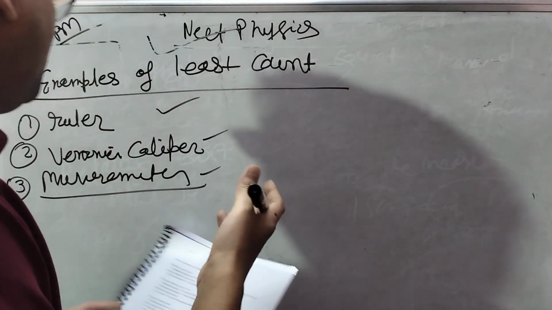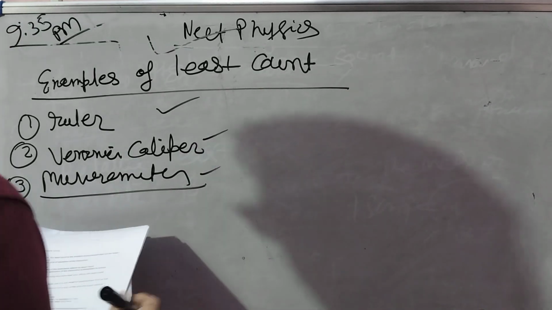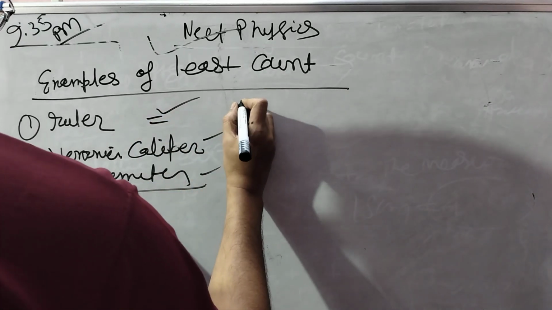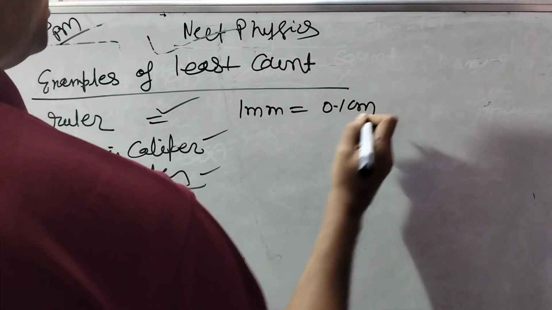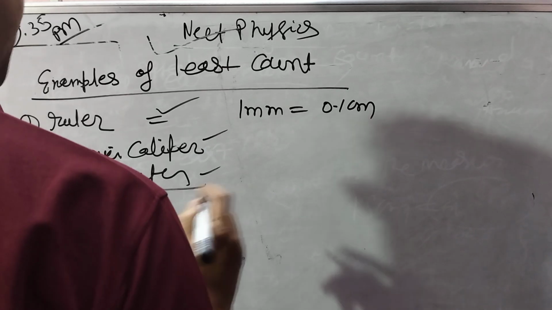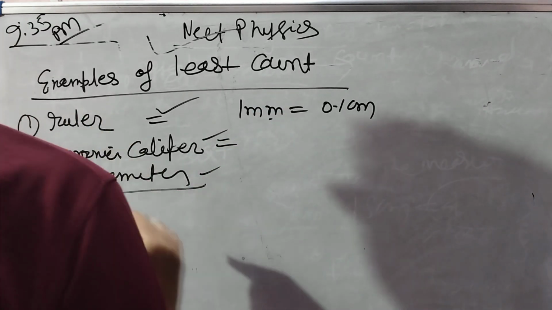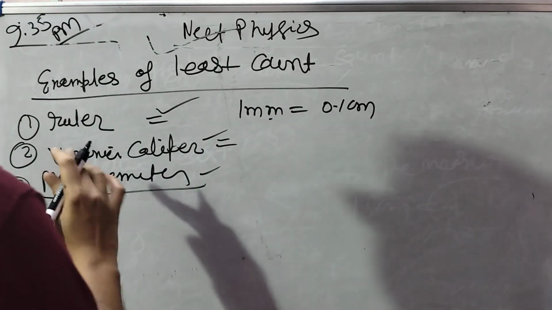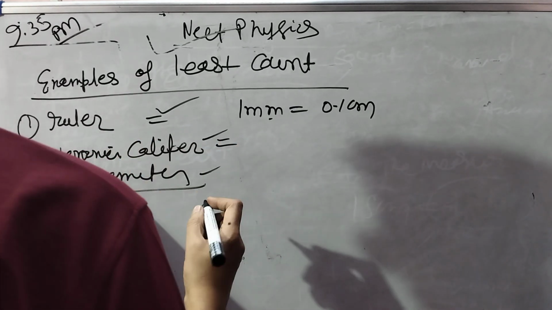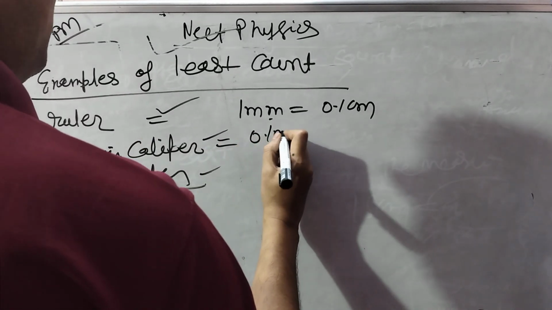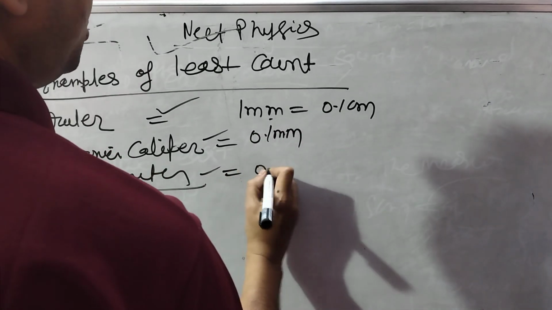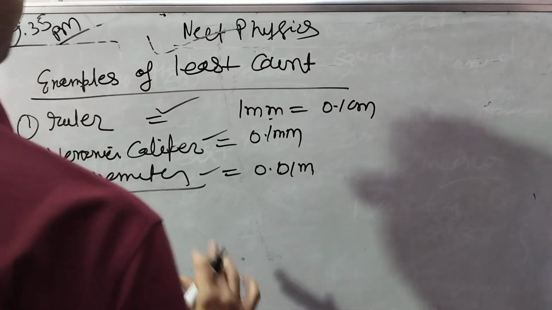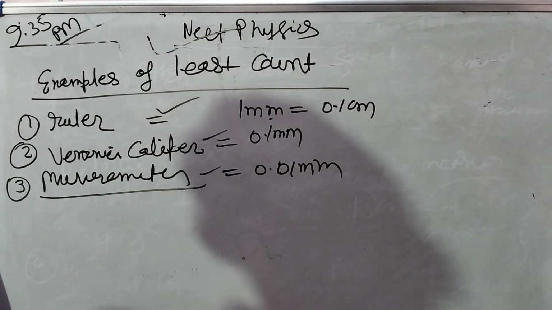Okay, a simple example. The least count of that ruler is 0.1 millimeter. 1 millimeter is 0.1 centimeter. The vernier caliper is also for measuring length, but the vernier caliper least count is 0.1 mm, and micrometer least count is 0.01 mm.